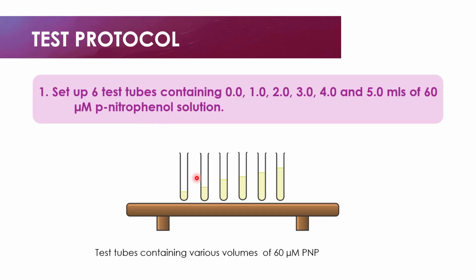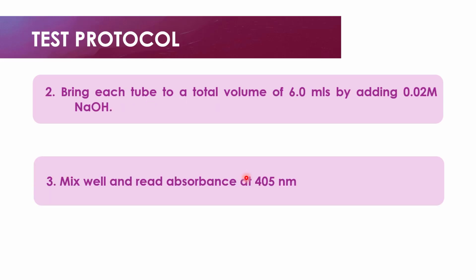As you can see over here, these are the various test tubes containing the required volume of the 60 micromolar p-nitrophenol. Then the second step is to bring each tube to a total volume of 6 mL by adding an amount of 0.02 molar sodium hydroxide to it, and after that we mix well and read absorbance at 405 nanometer.